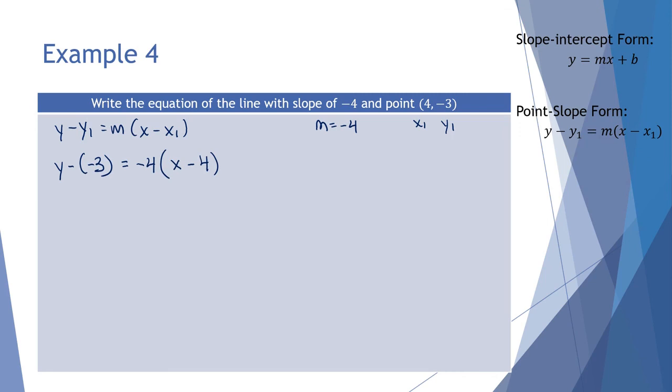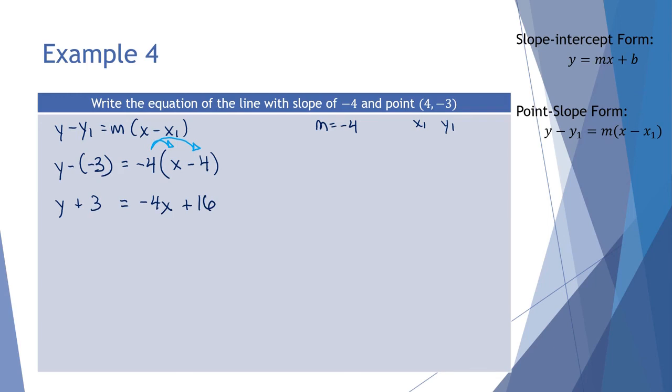So now I've put this in point-slope form, but most of the time when we look at equations, we have it solved for y. So I'm going to show you how to do that. So the first step is on the left, I need to simplify that minus and negative. Subtracting a negative is adding, so that's going to be y plus 3. And then I need to distribute through the parentheses on the right side in order to simplify. So that gives me -4x, and then -4 times -4 is a positive 16.